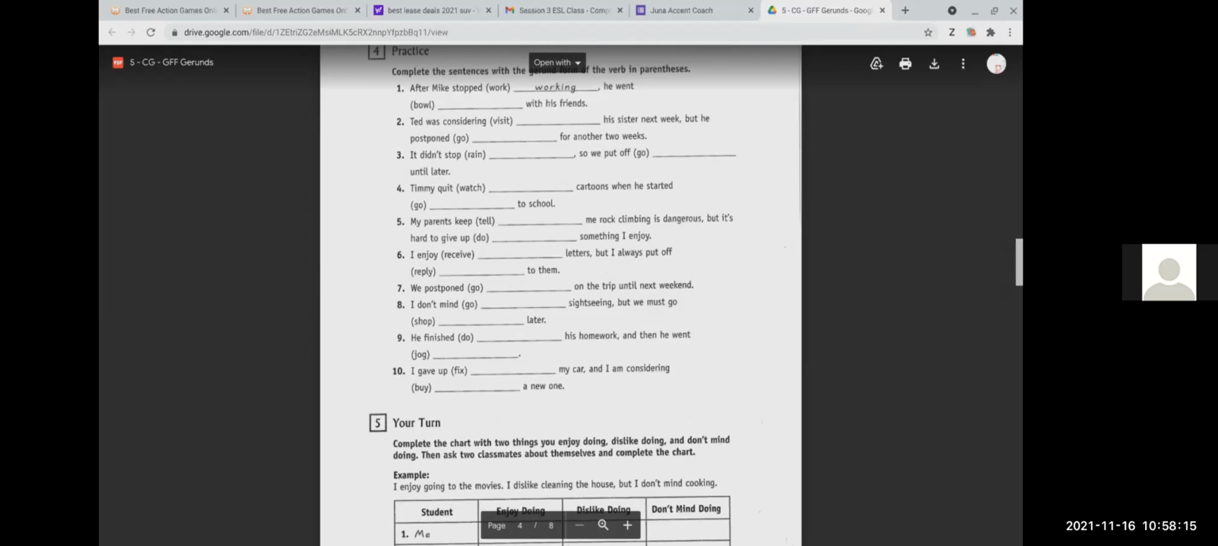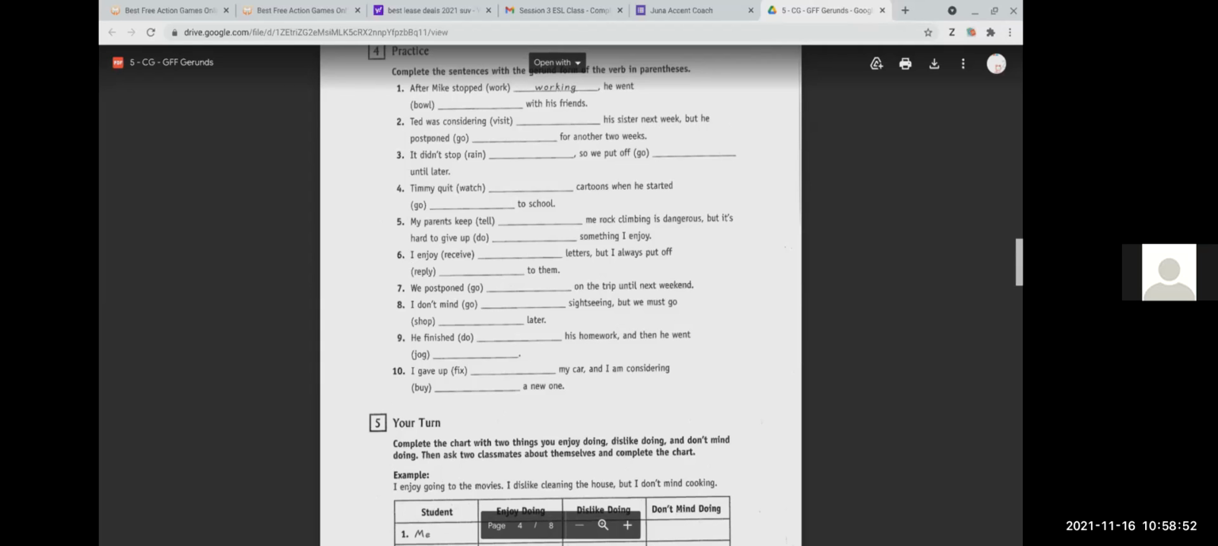Number 8. I don't mind going sightseeing, but we must go shopping later. Number 9. He finished doing his homework and then he went jogging. I gave up fixing my car and I am considering buying a new one.